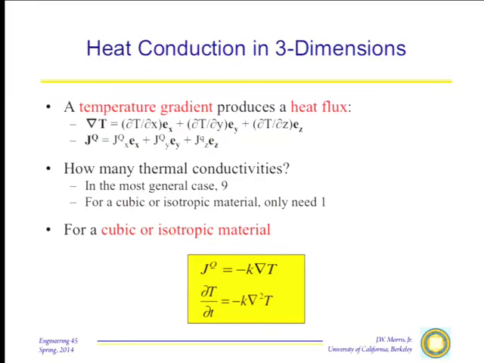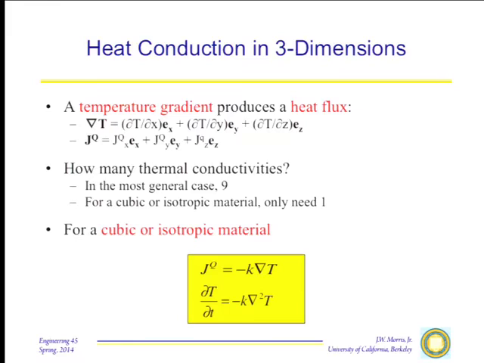The response will be a vector flow, which will have components in the x and the y and z direction. The relation between the heat flux and the temperature gradient in general will involve 9 coefficients, because each component of J is in theory influenced by all 3 gradients in T. So I need 9 coefficients to connect these two. However, the symmetry of the material places very strong restrictions on how many of those 9 coefficients can actually be independent, how many thermal conductivities the material can have.